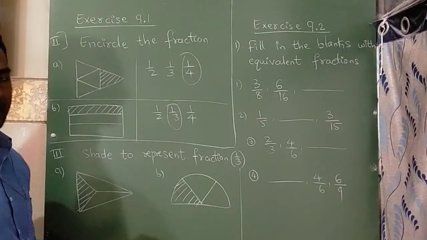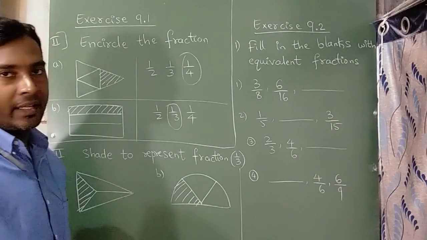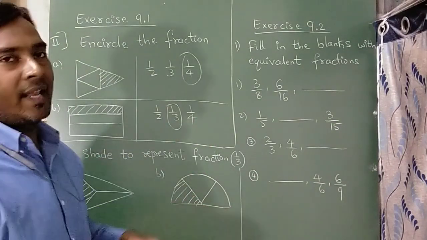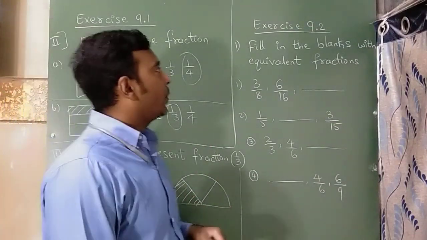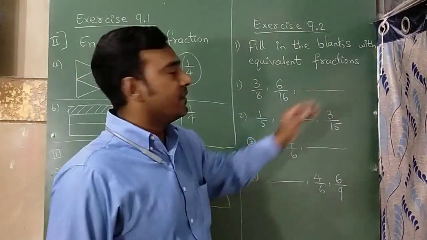Okay. So I have shaded here, so it is 1 upon 3. Fine. So let's move on to the next exercise, that is 9.2. Fill in the blanks with the equivalent fractions.